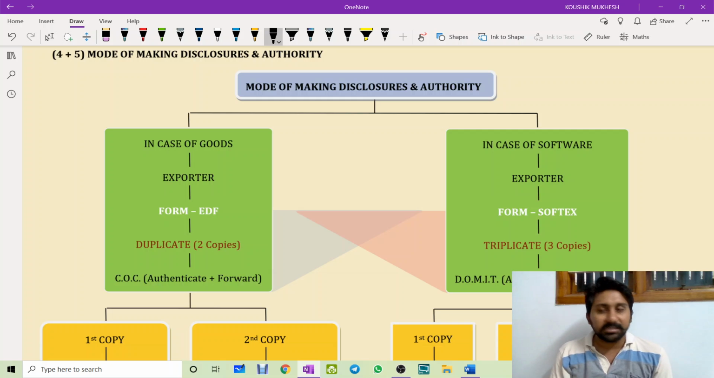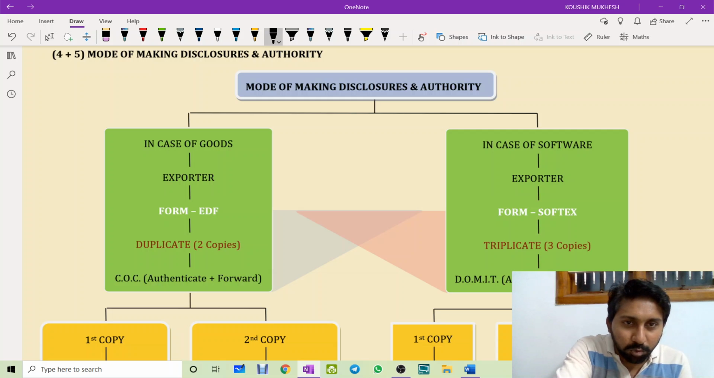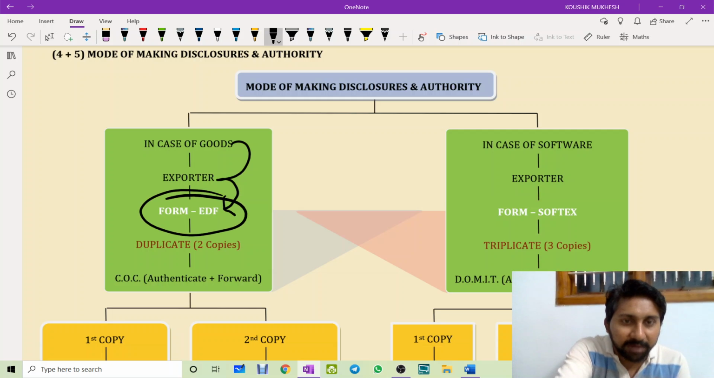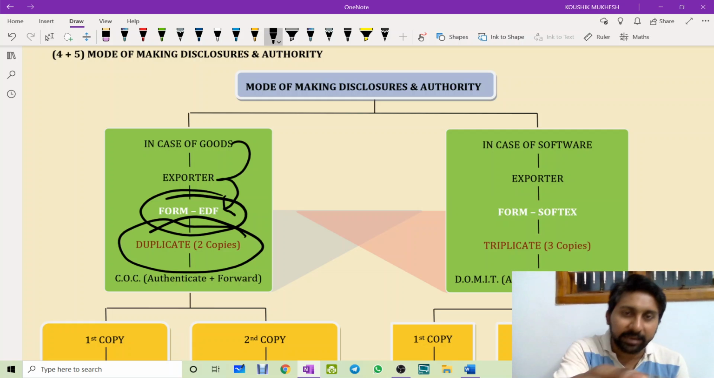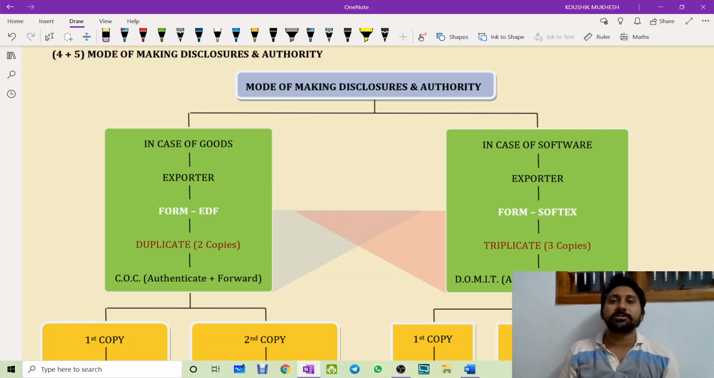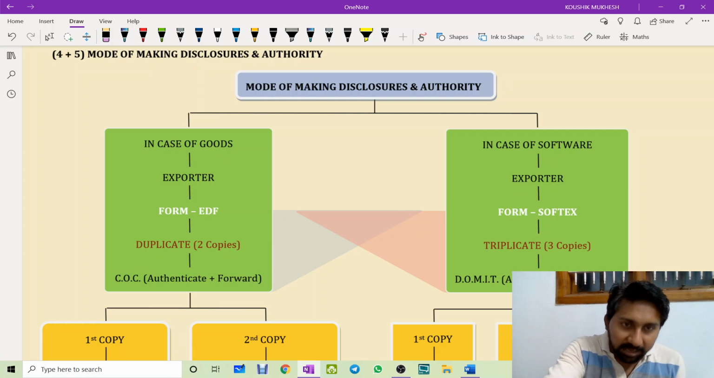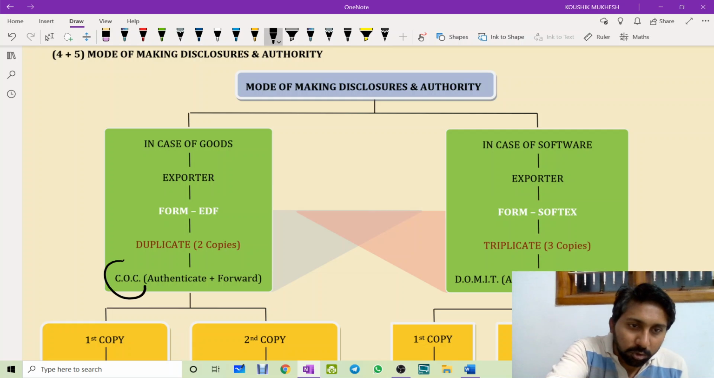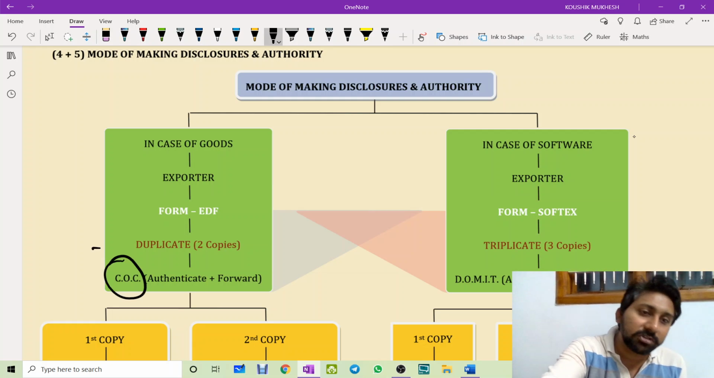Now we need to understand, first we came to clarity that we need to declare. Declare in which form? In case of goods, the exporter has to declare in form EDF, in two copies, called a duplicate. So first thing, in case of goods, the exporter has to declare everything in a form called form EDF in duplicate. That means in two copies. And the two copies will be sent to whom? COC. What is COC?